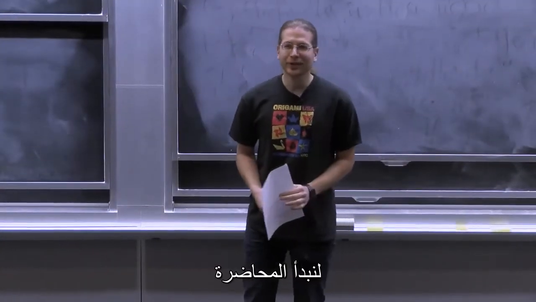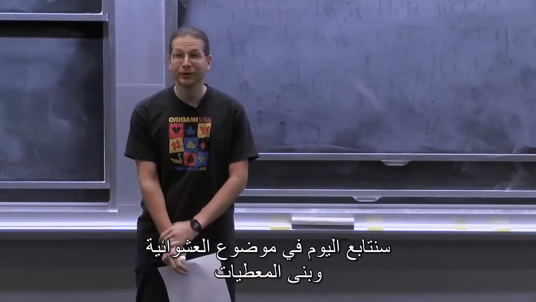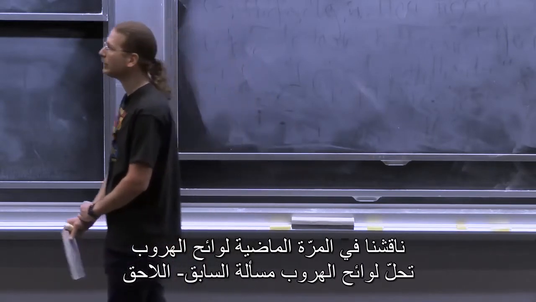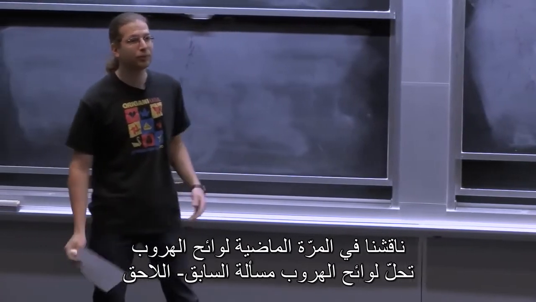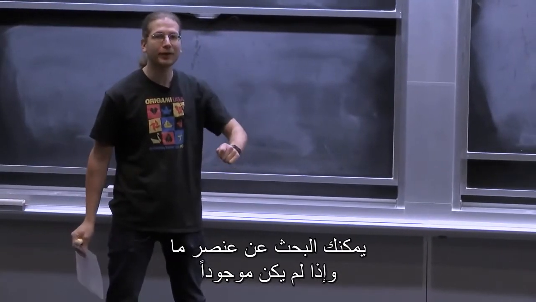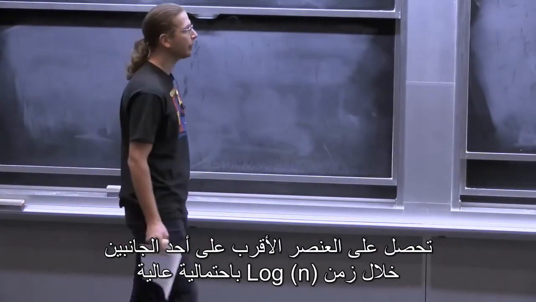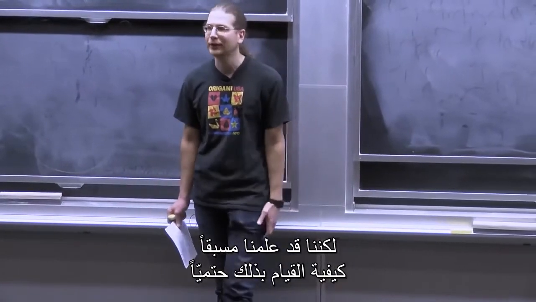All right, let's get started. Today we're going to continue the theme of randomization and data structures. Last time we saw skip lists. Skip lists solve the predecessor-successor problem. You can search for an item, and if it's not there, you get the closest item on either side in log n with high probability. But we already knew how to do that deterministically.